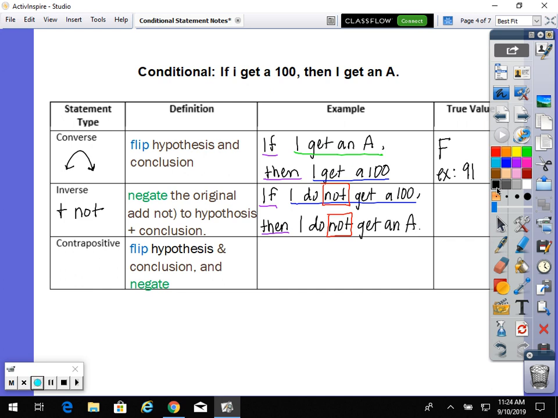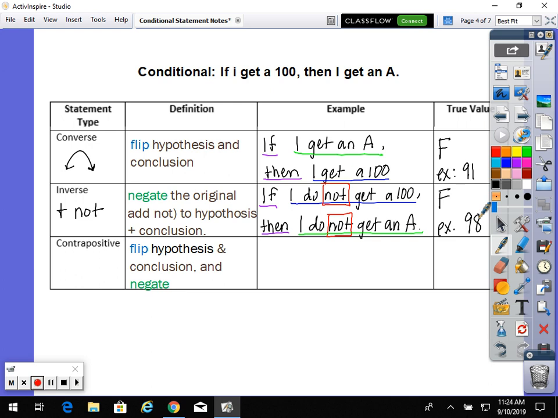If I do not get a 100, oh, my conclusion was not underlined. There we go. If I do not get a 100, then I do not get an A. So if I didn't get 100, does that mean that I did not get an A? Well, an A is from a 90 to 100, so that's false. And again, if it's going to be false, you've got to have an example. So for example, you could have gotten a 98, which is an A, but not 100. So it proves that statement wrong.